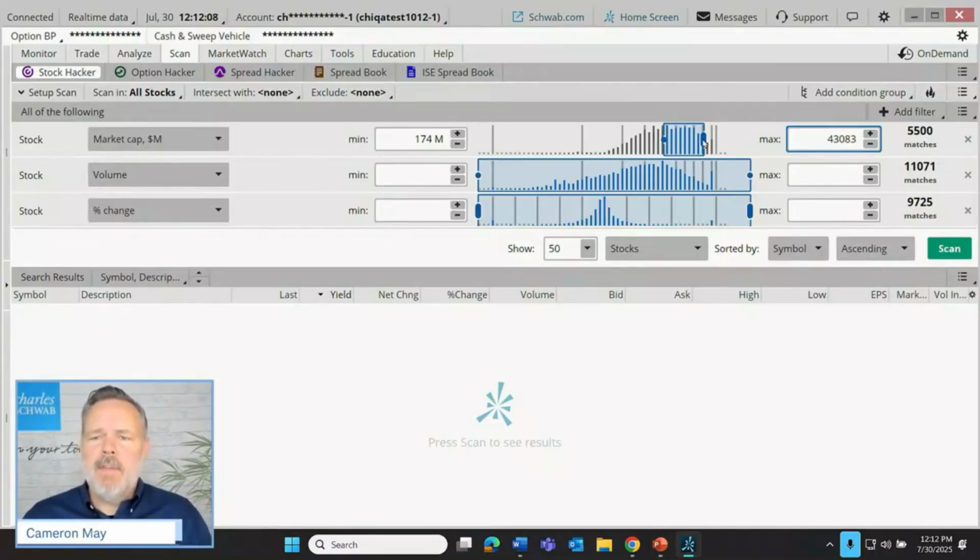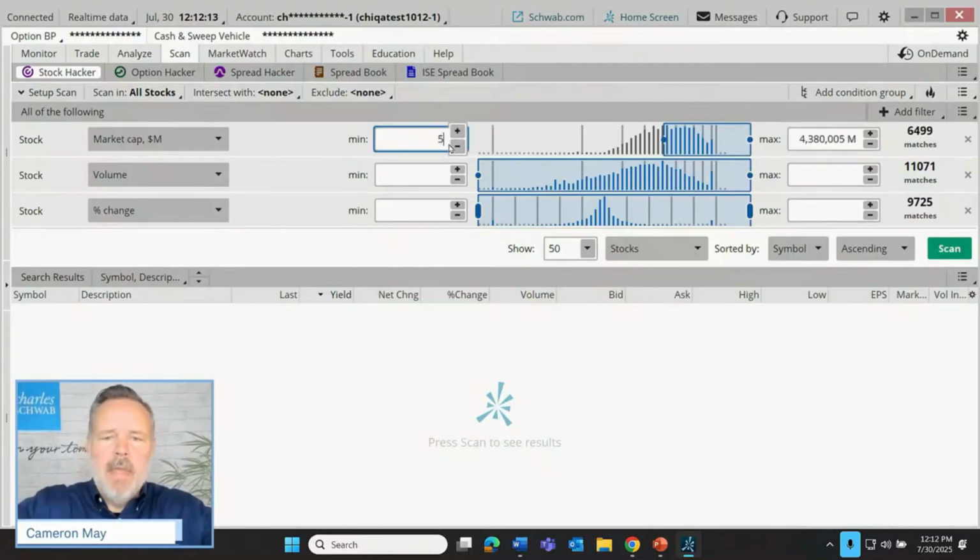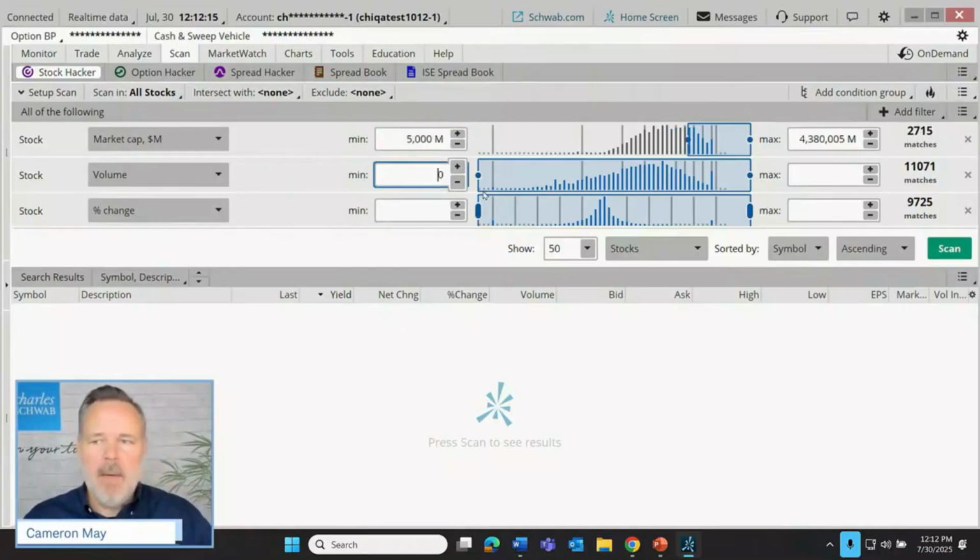Now, I'm just going to zip that maximum back up to where it was. Let's put in our 5,000 million. In other words, our 5 billion is our minimum again. And there are 2,700 matches. But I think that's nifty that we can use that little tool visually. If we're not sure how many companies might fall within a range, it can help us zero in on that.